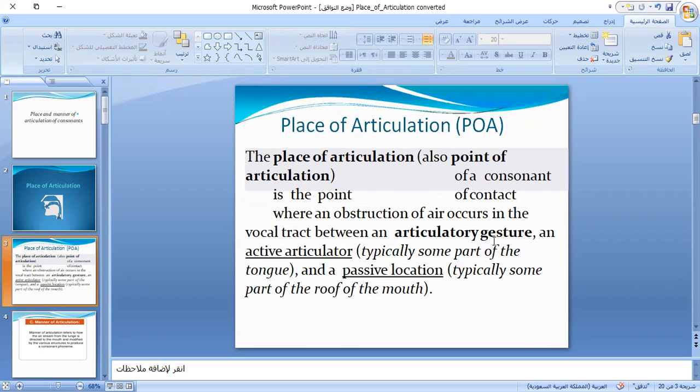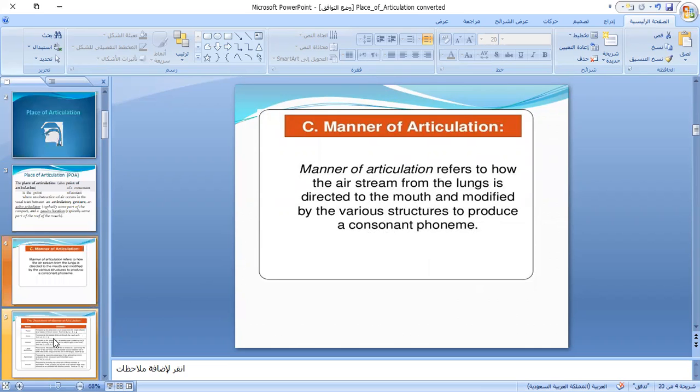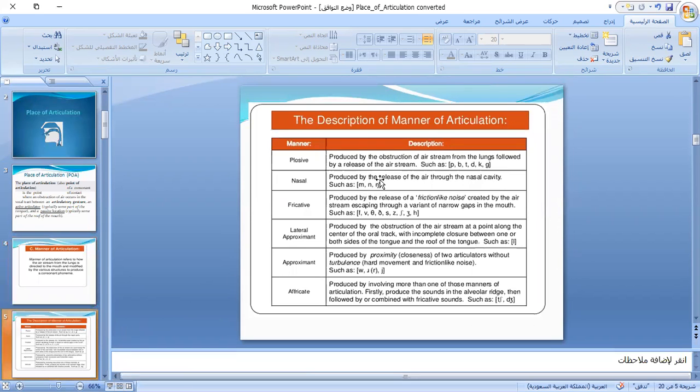Okay. Now, the manner of articulation: what do we mean by it? Manner of articulation refers to how the air stream from the lungs is directed to the mouth or modified by various structures to produce a consonant phoneme. Now, what does that mean? You see here six types of manner of articulation.